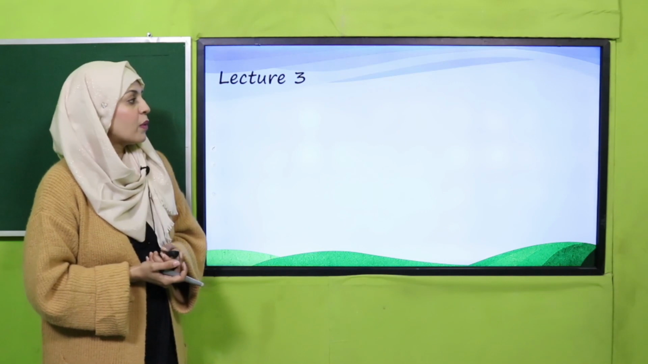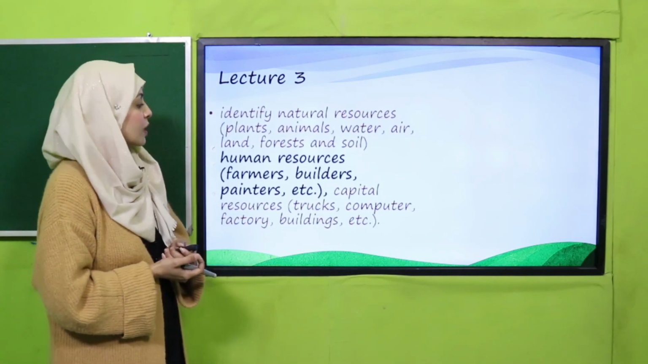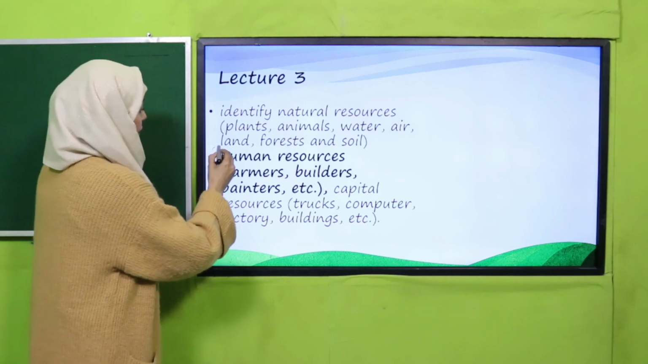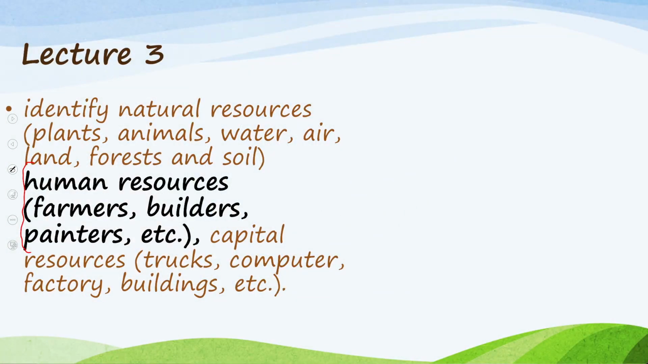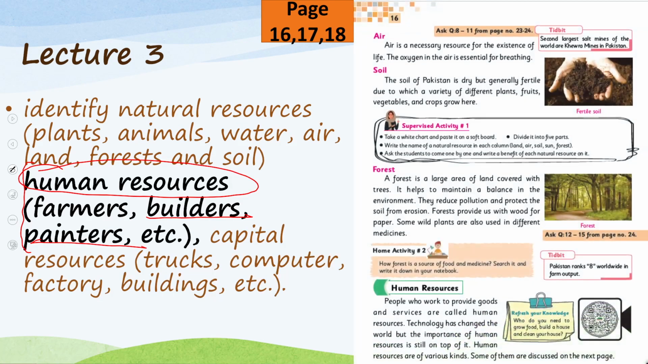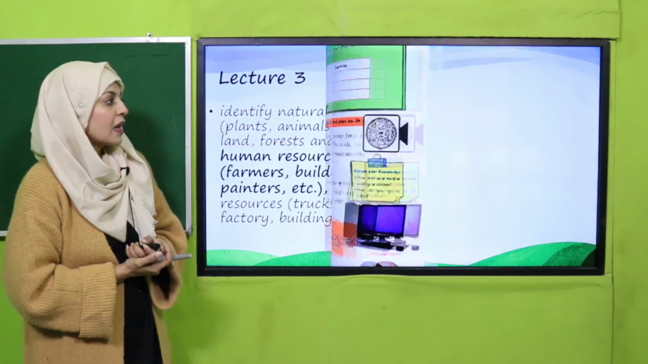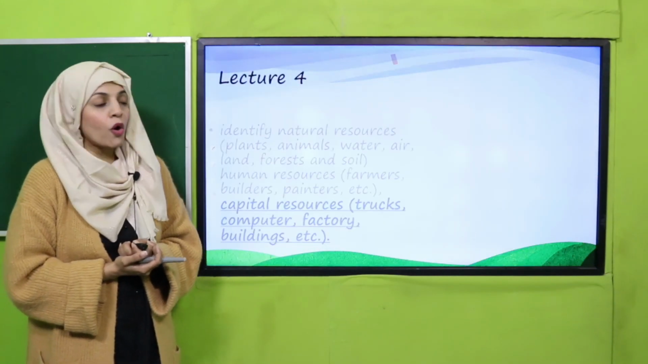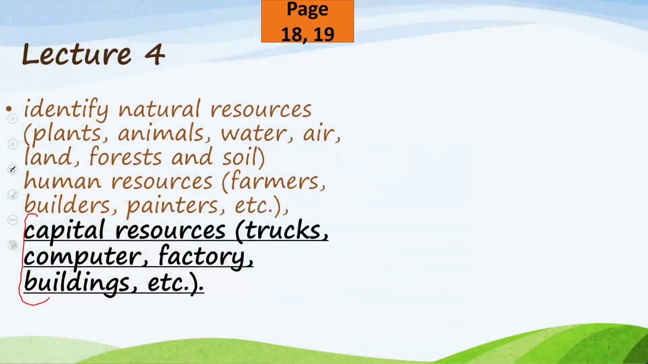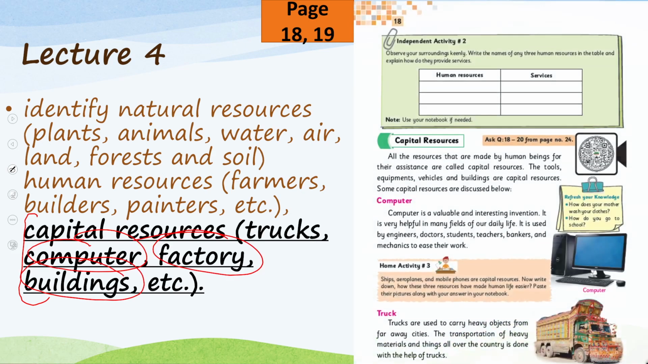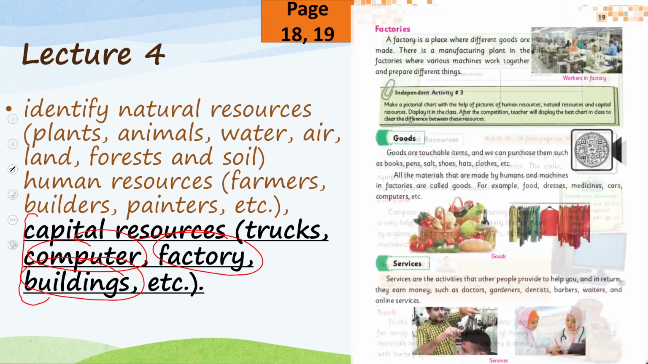So my dear students, then we will move towards lecture number 3. The students here will be able to understand what human resources are. Human resources like farmers, builders and painters. The pages that are included are page number 16, 17 and 18. And then we will move towards lecture number 4, same SLO, but its third part, in which capital resources will be identified, like computers, factories, and buildings, etc. The pages that are included are page number 18 and page number 19.